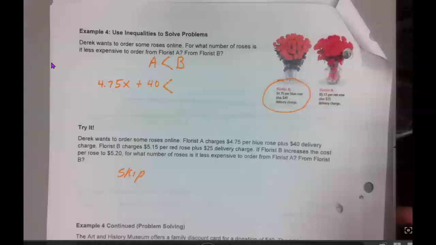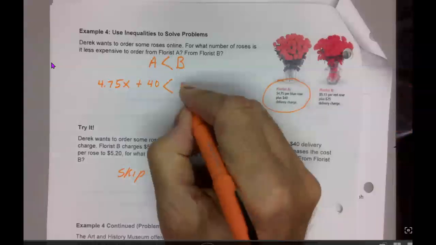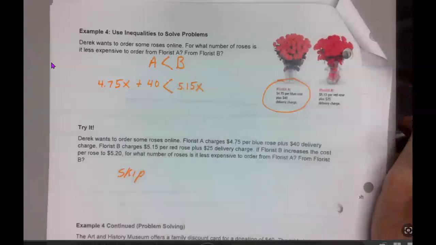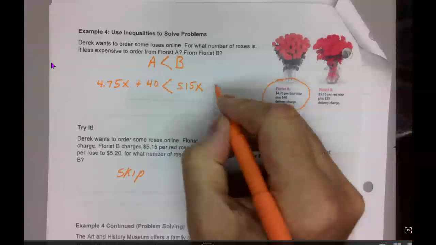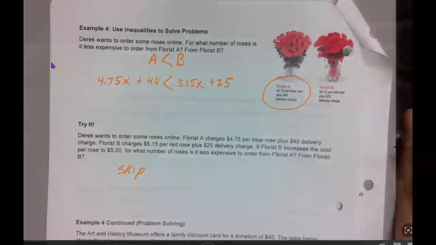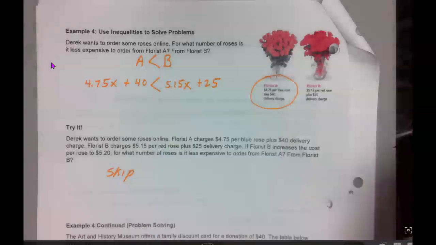Plus you have a delivery fee of $40. B is $5.15 a rose, okay, plus a $25 delivery fee, okay?